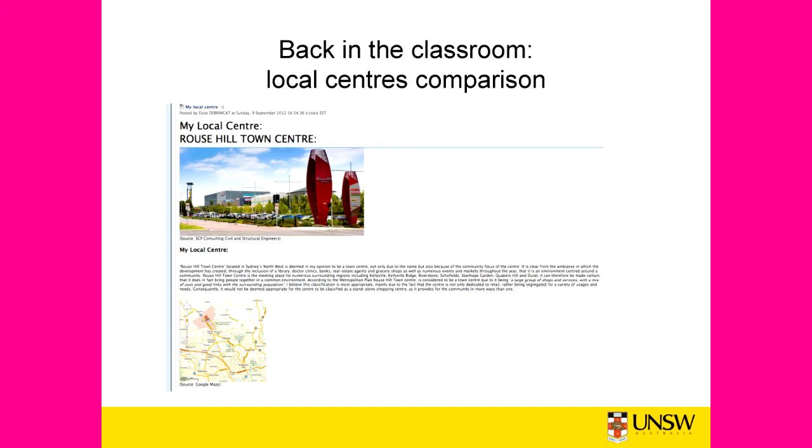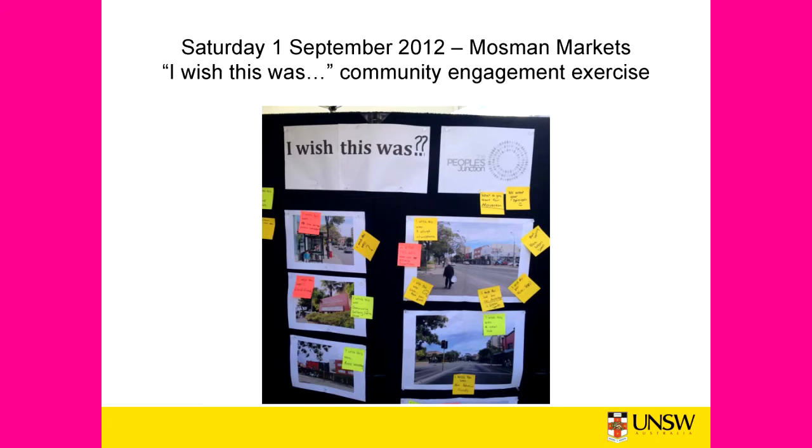On Saturday the 1st of September, the students set up a community engagement exercise. Yes, that's right. The students are so dedicated that they did give up their Saturdays to come along to Mosman. So the exercise that we used was actually based on Candy Chang's I Wish This Was project. Candy Chang is an American urban planner who has developed some amazing projects to help communities connect with each other. I encourage you all actually to check out her website, candychang.com, for some more inspirational ideas.